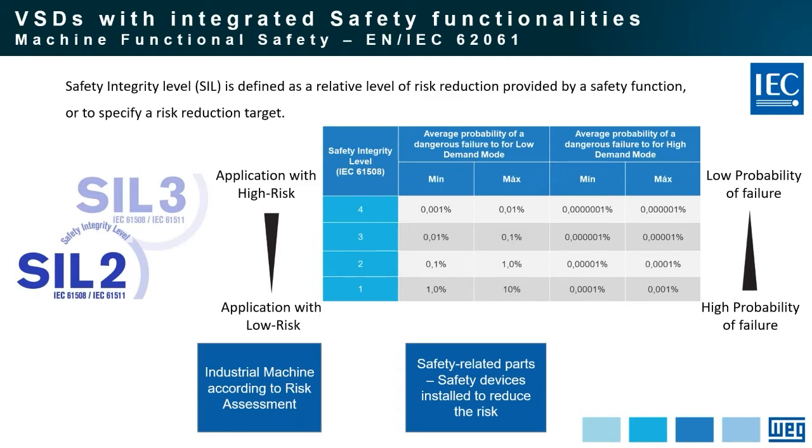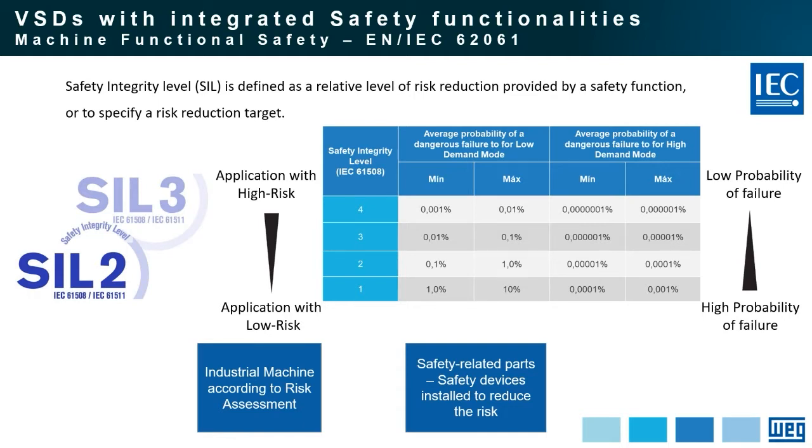So we can see here in the blue table that safety integrity levels are available from number 1 up to number 4. Number 1 is for applications with low risk, and number 4 for applications with the highest risk level. On the other side, applications with a high risk level must have a machine or a process with low probability of failure. And if the application has a low risk, it is possible to use a machine with a higher probability of failure.